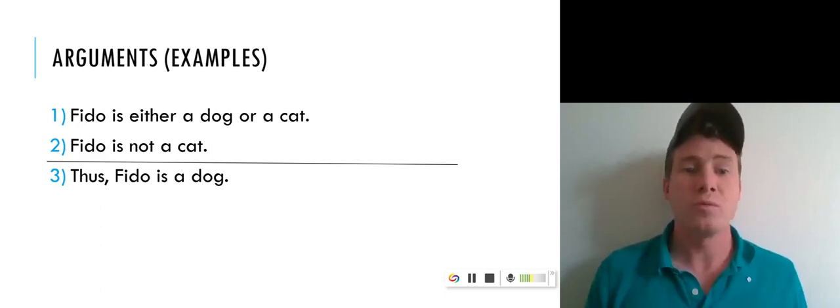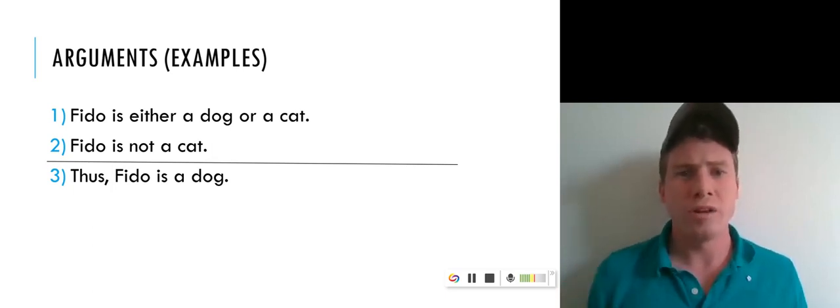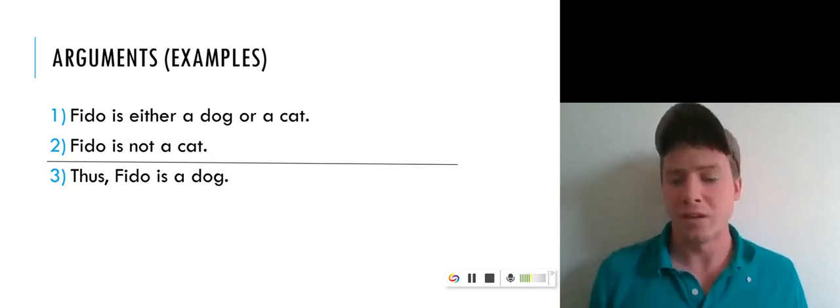Right? So if Fido really is either a dog or a cat, and he's not a cat, then we have to conclude that he's a dog. Right? Logic forces that on us. If we accept 1 and 2, we got to accept 3. Right? So this is a valid argument. And deductive logic is in the business of figuring out when arguments are valid or invalid.